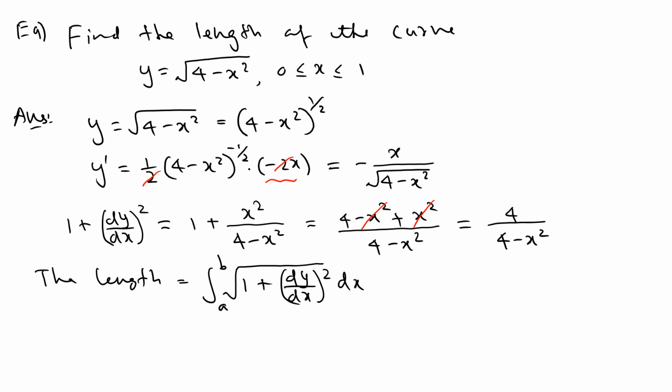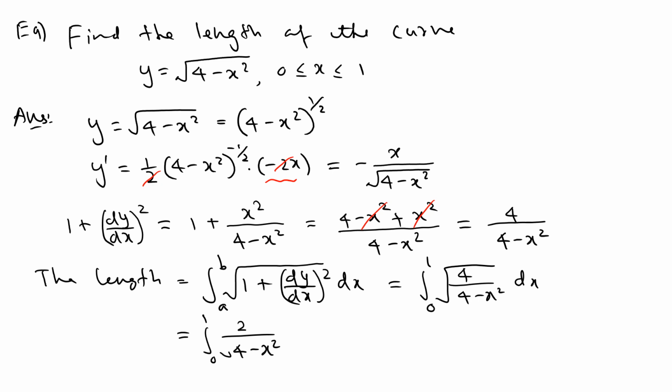Now I'm going to plug in here. The starting x value, a, is 0, and it goes all the way up to 1. So it's 0 to 1. We know that this is the square root of 4 over 4 minus x squared, dx. Now we can simplify this a little bit. So this is the integral from 0 to 1 of 2 over the square root of 4 minus x squared, dx.